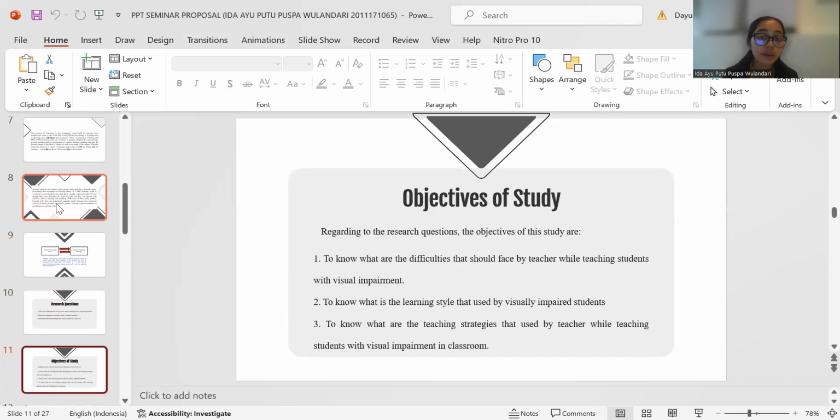And these are the objectives of the study. Regarding the research questions, the first objective is to know what difficulties are faced by teachers while teaching students with visual impairment. The second is to know what learning style is used by visually impaired students. And the last is to know what teaching strategies are used by teachers while teaching students with visual impairment in the classroom.